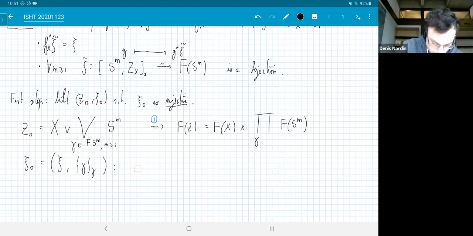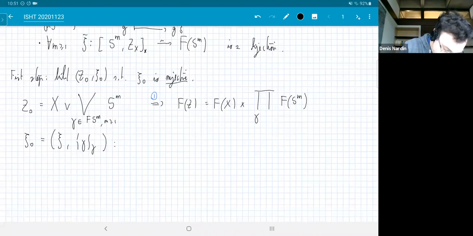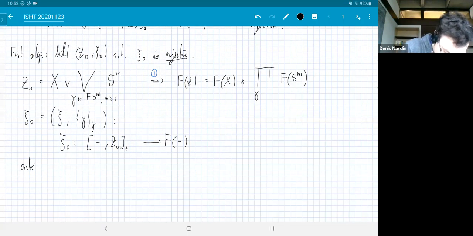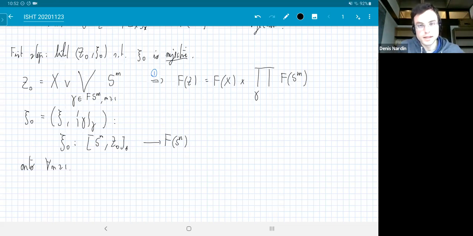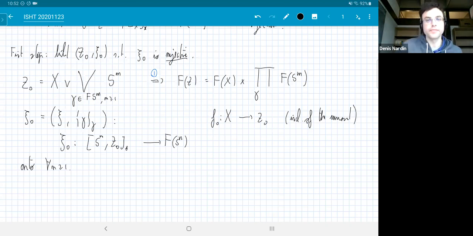And Xi0, we have this map from F of Z0 into F, which is onto for every n greater or equal than 1. That's onto because we put a lift by hand for each gamma. Oh, and we have a map F0 from X to Z0, which is just the inclusion of the summand. Okay, very lossy, but okay.